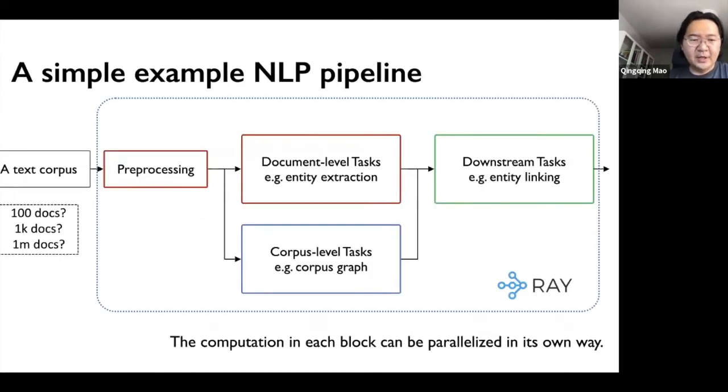So let me go back to this, right? This is the same pipeline I showed before. And here you can see, if you look at some of the blocks, each block can actually be parallelized in its own way. For example, data pre-processing and document-level tasks can be parallelized on every single doc. But the corpus-level tasks probably cannot. You need to grab all the docs, but you are building a graph, so you probably need some parallelization on the graph building, and you can have some parallelization on your matrix operations here. And then these tasks, when they finish, get combined and sent to the downstream task.